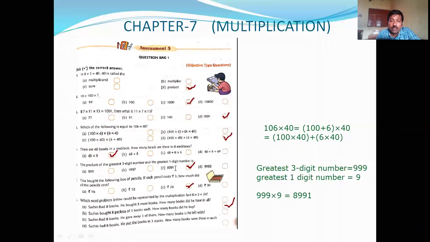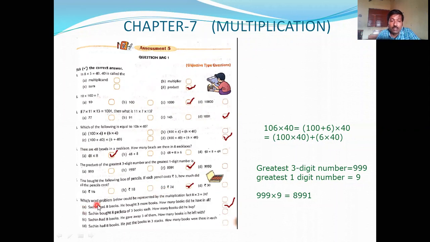Now here is another question. The following box of pencils, if each pencil costs rupees 3, how much do all the pencils cost? When we count the pencils in this box, we get 8 pencils. When we multiply by the cost of one pencil, we get 24. So the answer will be C.